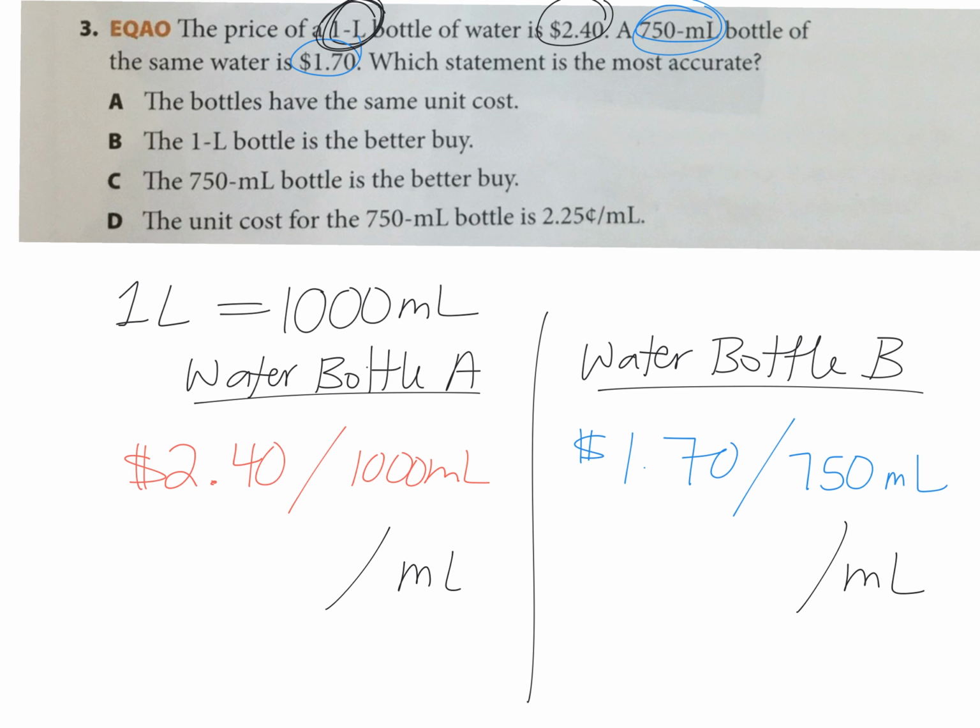If I put them both per milliliter, if we calculate the price for 1 milliliter, we can compare the costs. How do you find unit price? Take the total cost, divide it by the number, okay? So $2.40 divided by 1,000.